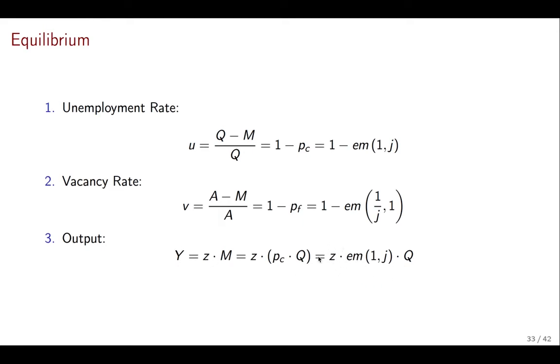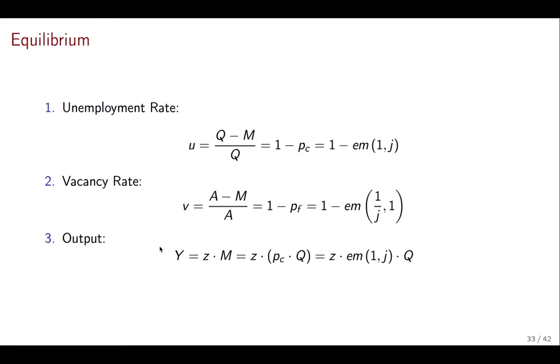This is neat because it lets us separate the total effect on output into 3 components. There is a productivity component in Z. There is a labor friction component. This is going to be the probability that people find a job. That's going to be determined by the matching efficiency and by the market tightness. And then there is going to be a level component where a higher Q, more people participating, is going to end up meaning a higher output.